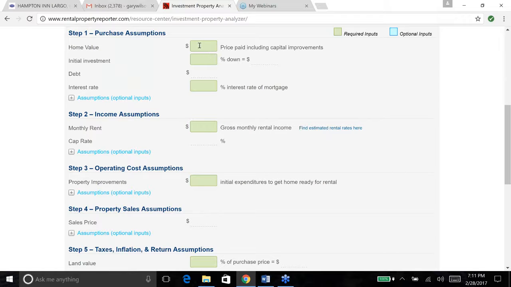So let's go ahead and put in some examples. Let's start with one. Let's think of a property. Let's say a $500,000 property.